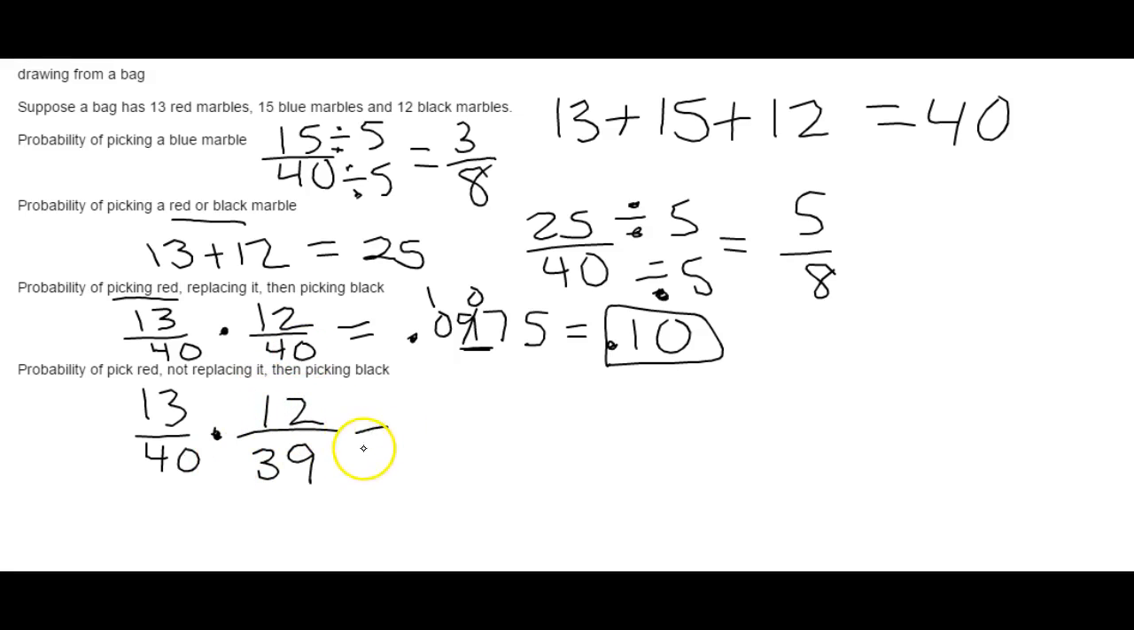If we plug this into a calculator, we get exactly 0.1. So the two probabilities are pretty close, and if we rounded this probability, it looks like they're exactly the same. But if we don't round, we see, well, they're just a little bit different. So there's a difference between replacing and not replacing an object.